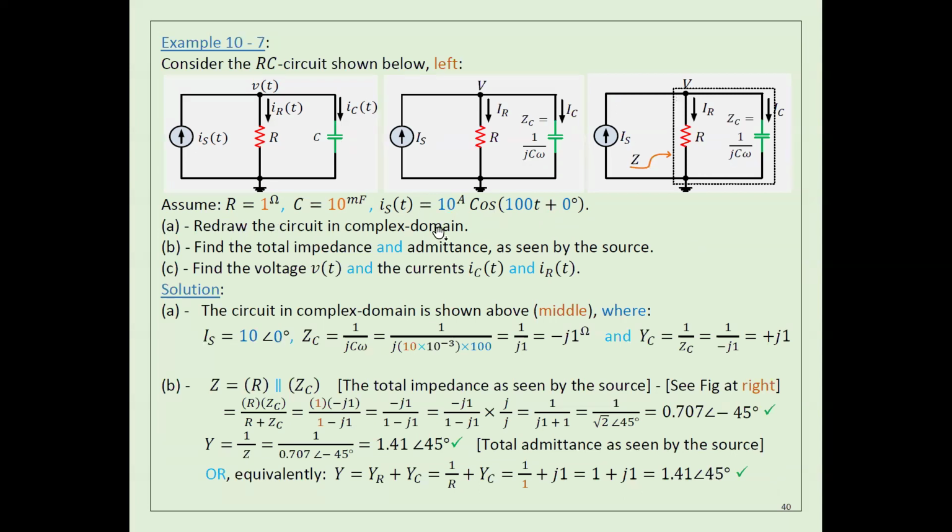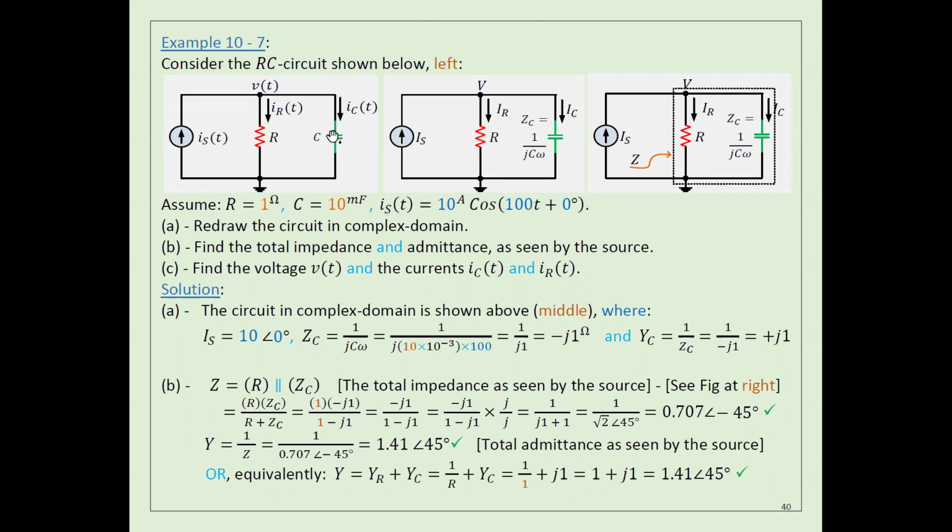Again, the thing you have to do is draw the circuit in the complex domain. To do that, number one, you have this source. I have to convert this source to the complex domain, which is very easy, with amplitude 10 and angle 0. That's it. Any problem converting this from the time domain to the complex domain? Very easy. For R it will be the same R.